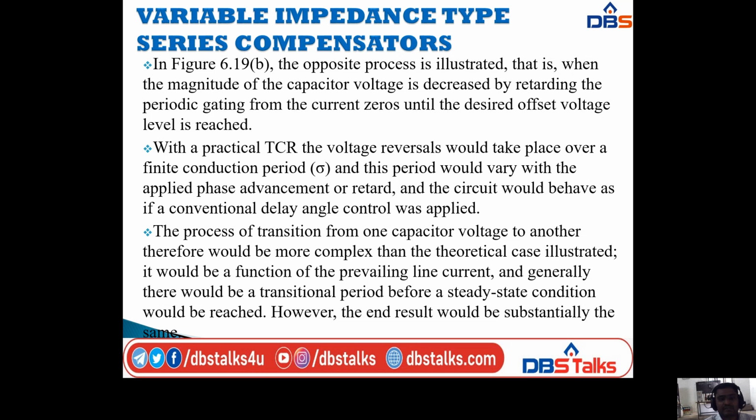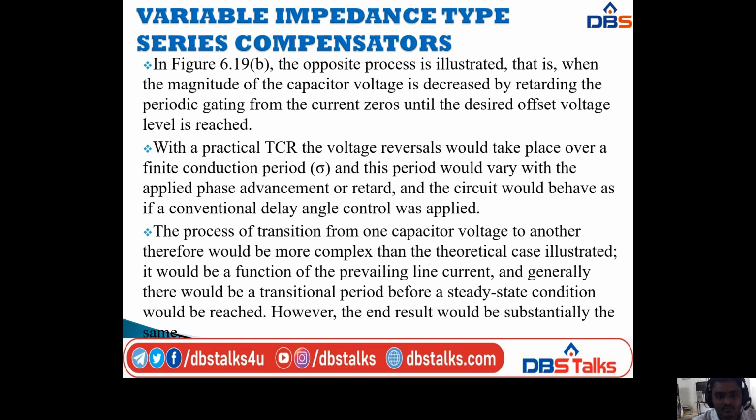So in figure 6.19b, the opposite process is illustrated, that is, the magnitude of the capacitor voltage is decreased by retarding the periodic gating from the current zeros until the desired offset voltage level is reached. With a practical TCR, the voltage reversal will take place over a finite conduction period, that is sigma, and this period would vary with the applied phase advancement or retard, and the circuit would behave as if a conventional delay angle control was applied.